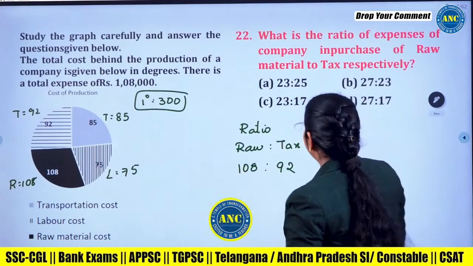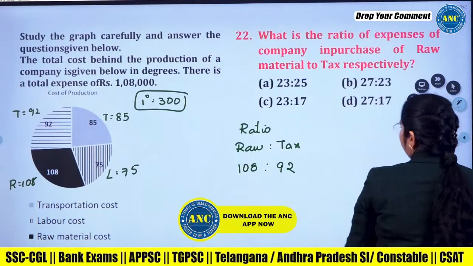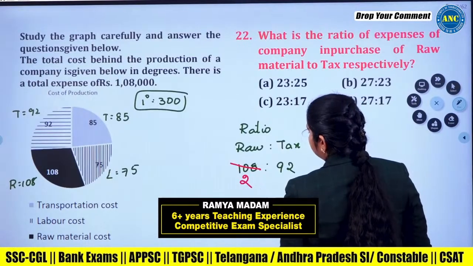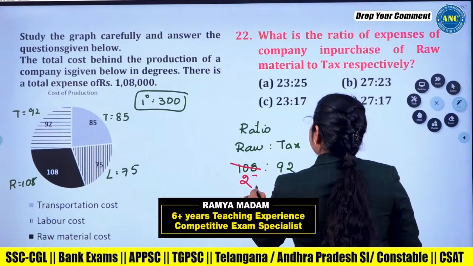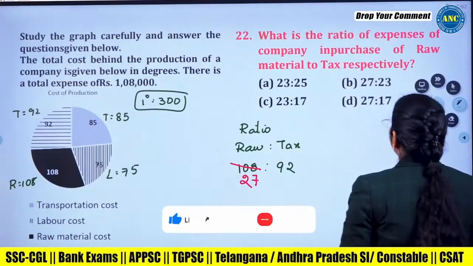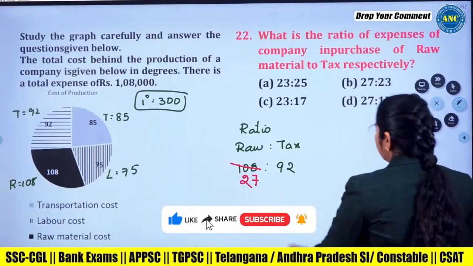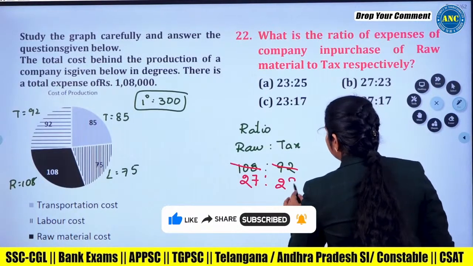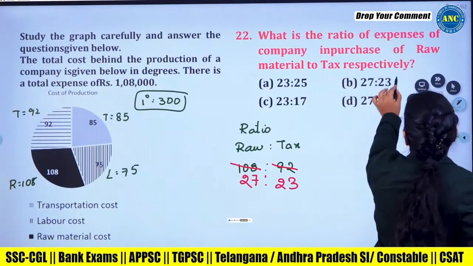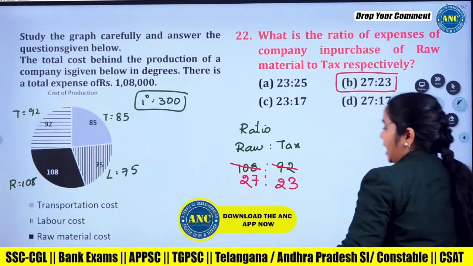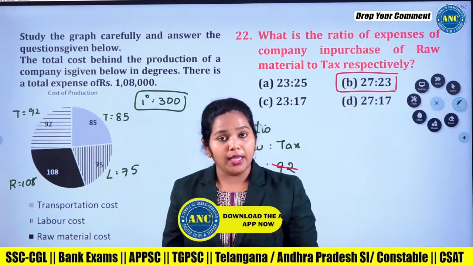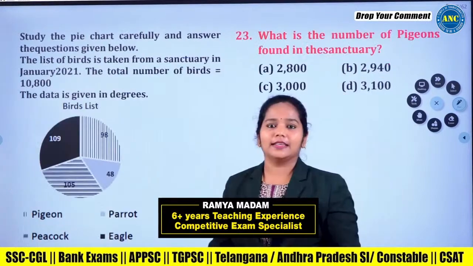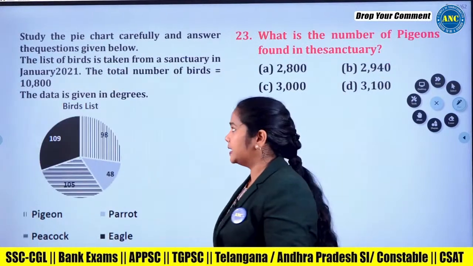So do this calculation. Can we do it with 4 table? Yes, 4 2s are 8, 4 7s are 28. Is there any option? Yes, there are 2 options starting with 27. Fine, we'll do this. 4 2s are 8, 4 3s are 12. So, answer 27 is to 23 is the correct answer. Yes, option B, 27 is to 23 is the correct answer. Next question.